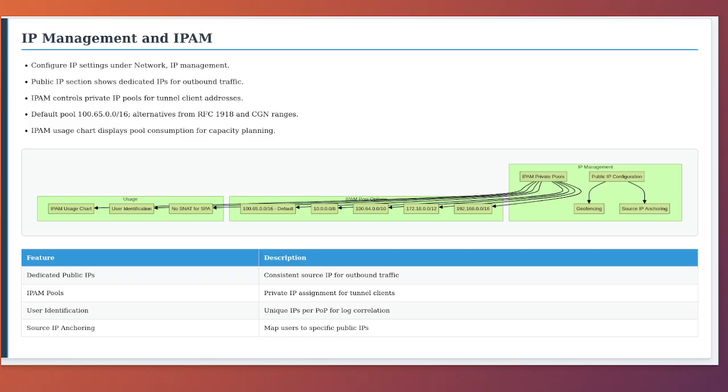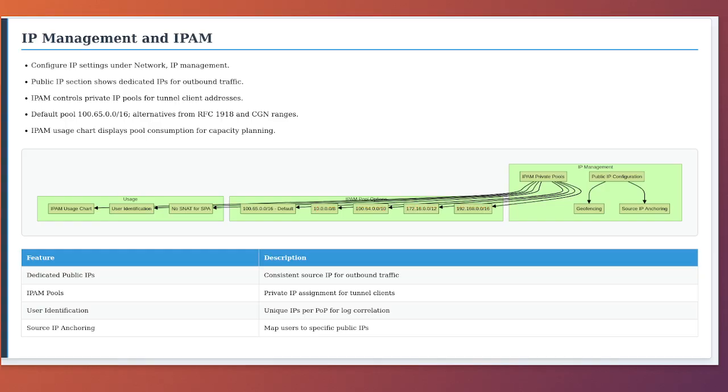The default pool is 100.65.0.0/16, but you can configure alternative pools from the following ranges: 10.0.0.0/8, 100.64.0.0/10, 172.16.0.0/12, or 192.168.0.0/16. FortiSASE 25.3.148 introduces an IPAM usage chart that displays IP address utilization information, helping you monitor pool consumption and plan for capacity.